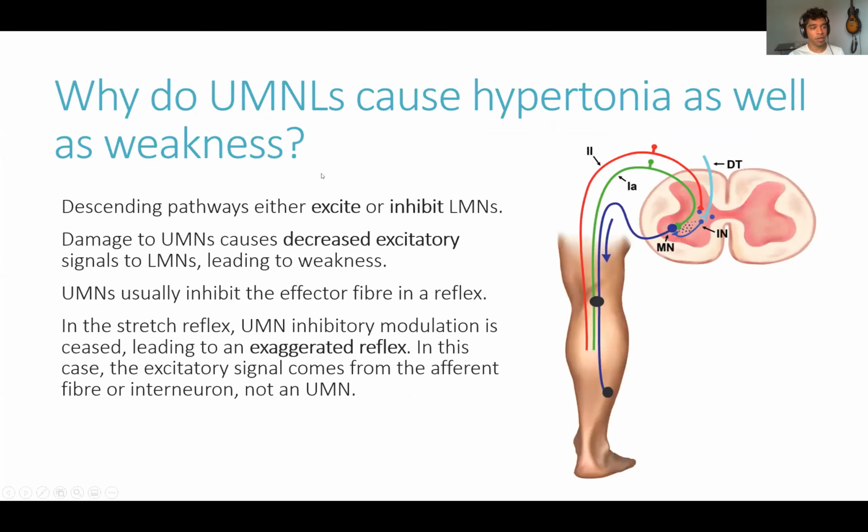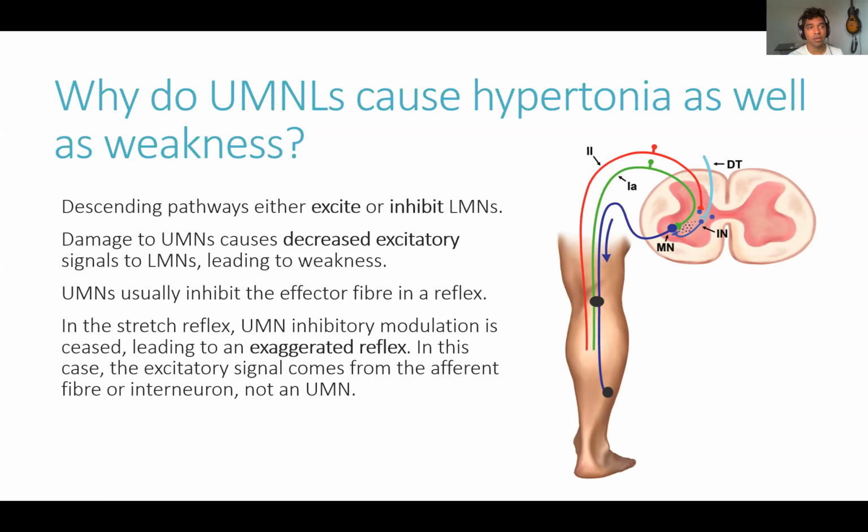So why do upper motor neuron lesions cause increased tone as well as weakness? Those seem like opposite things, but tone is kind of an involuntary reflex. When you're moving your arm around, the increased tone will resist that movement. Weakness is your conscious control: I want to move my hand around.